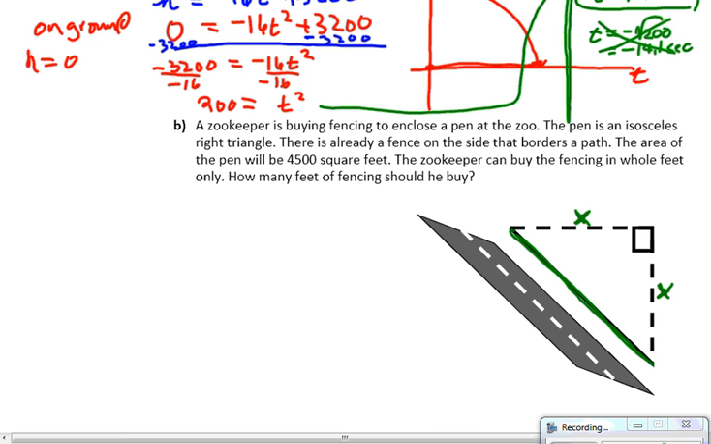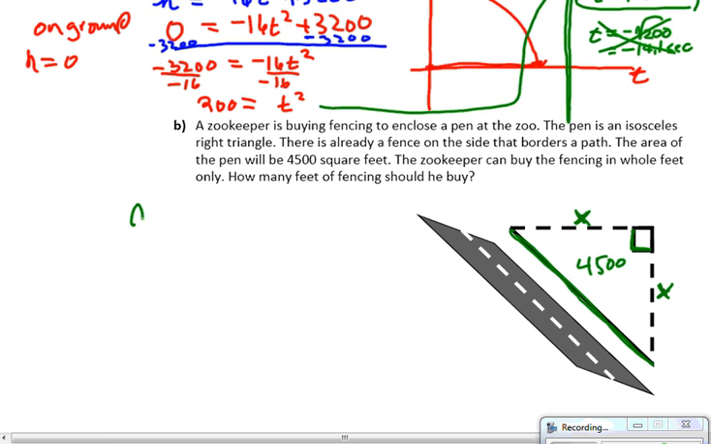The area of the pen will be 4,500 square feet. So I'm just going to write 4,500 in there. That's the area. The zookeeper can buy the fencing in whole feet only. How many feet of fencing should he buy? So we know what the area of this triangle is, and because we have the right angle, we have the base and the height that goes with it.